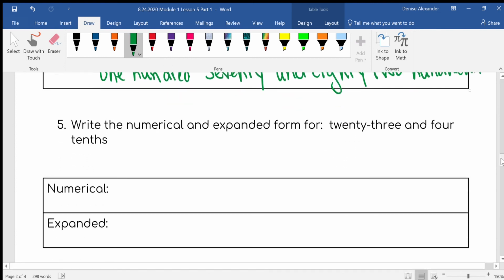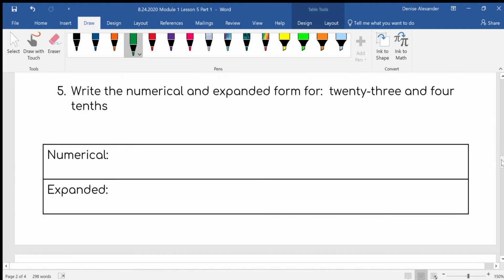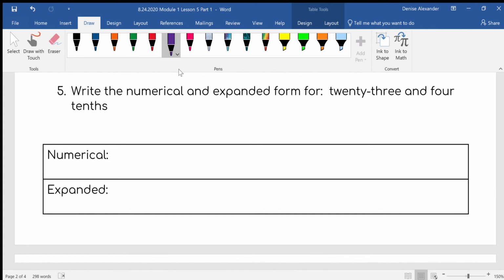Here we go, our next problem. We're going from word form to numerical and expanded. So I'm just going to go from word form to numerical, so standard form. It says 23. I know how to write 23. It says and. I know that's a decimal, and then 4 tenths. Oh, that's my first place value, the tenths. Now I just got to do it in expanded form. So I'm just going to write it out as an equation. 20 plus 3 plus, remember we're using a fraction, 4 tenths.